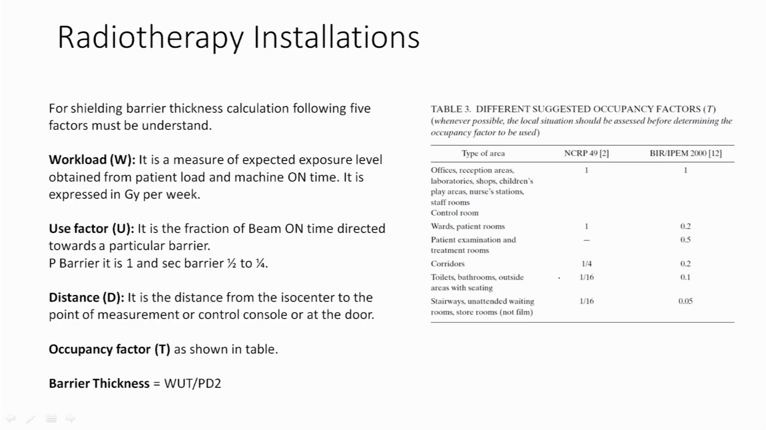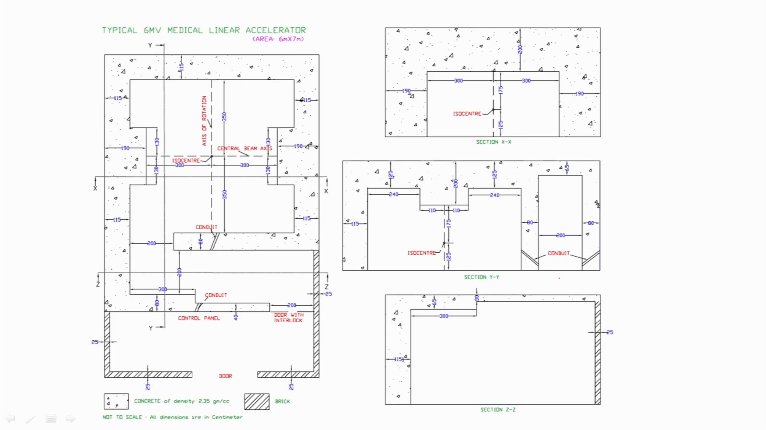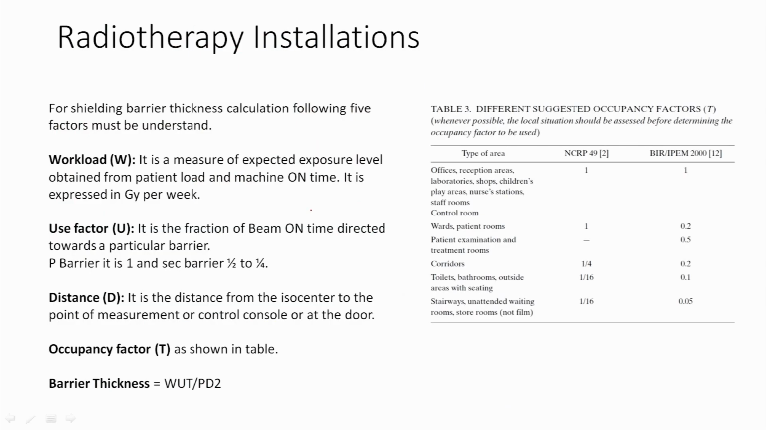Then there is the occupancy factor, because outside the bunker, what are the occupancies? You can see in this picture. This is a picture of a 6 MV linear accelerator bunker, and what are the occupancies here? According to the occupancy, the shielding barrier thickness is calculated. And how is the occupancy defined?